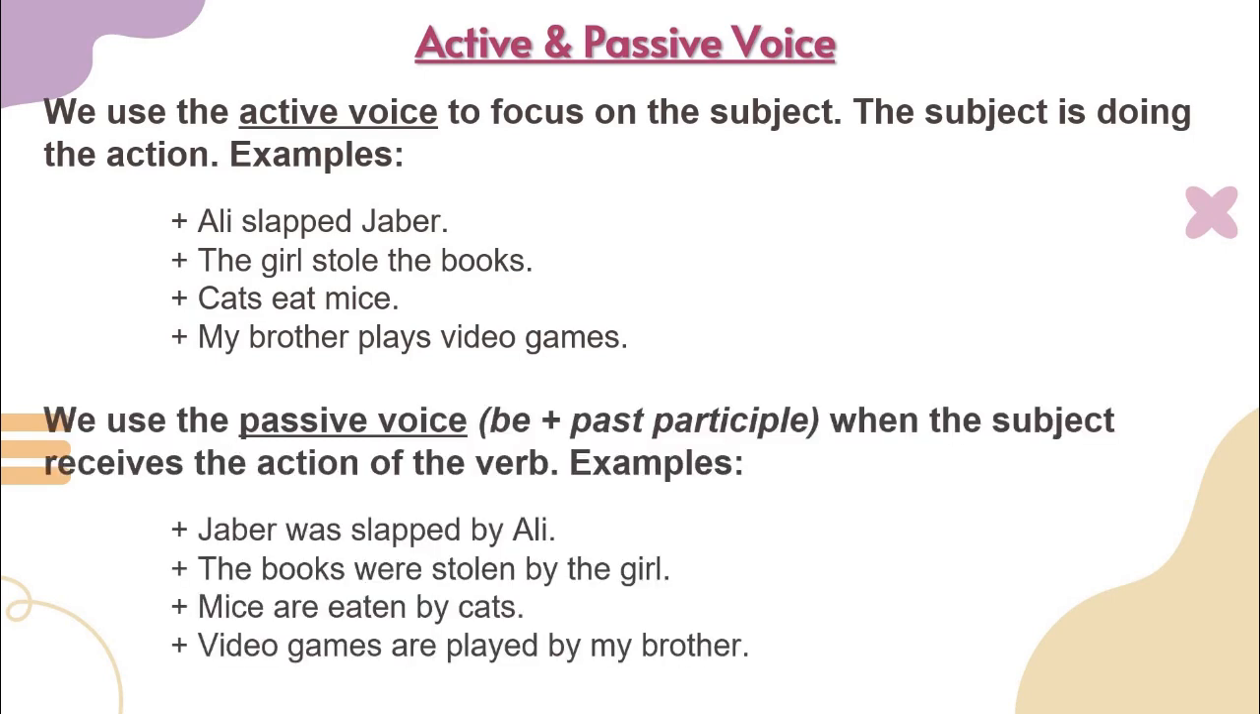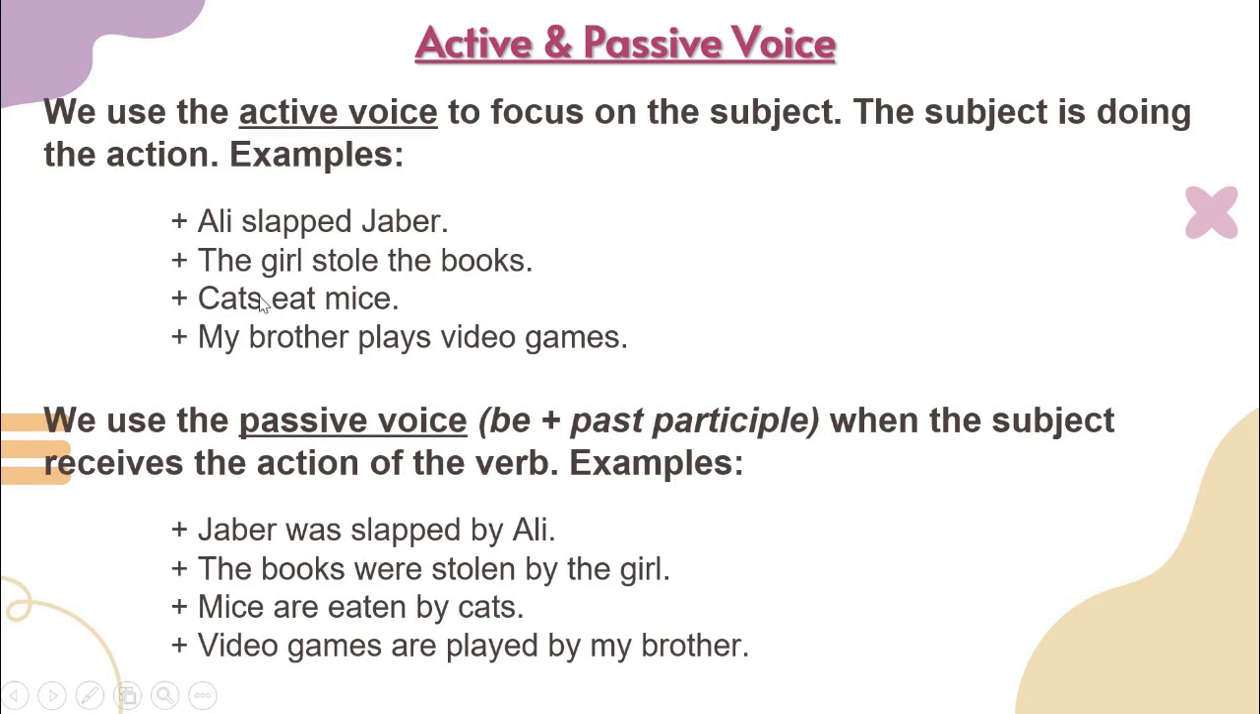Okay? Now, we use the passive voice. The passive voice is the verb be plus the past participle of the verb when the subject receives the action of the verb. What does that mean? Again, look at the same examples I gave you at the top. Now I'm giving you the same examples, but in the passive voice.